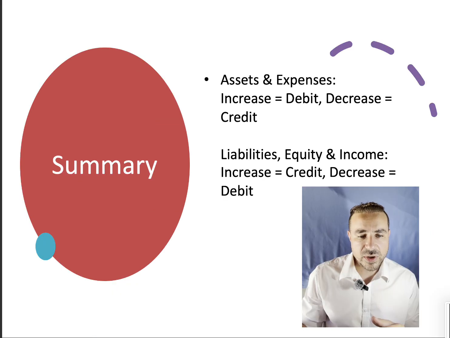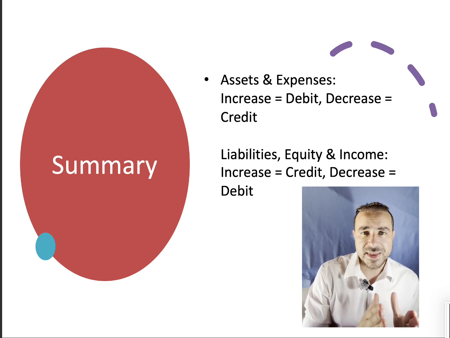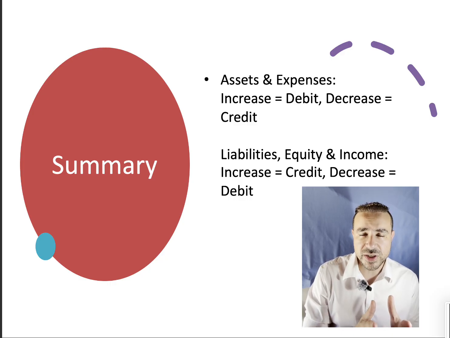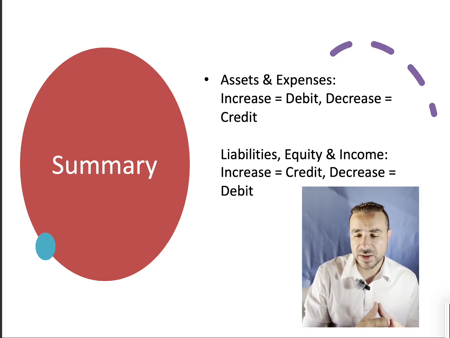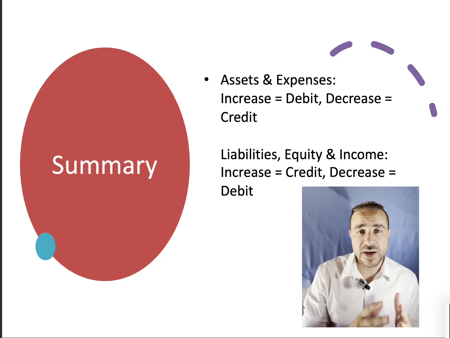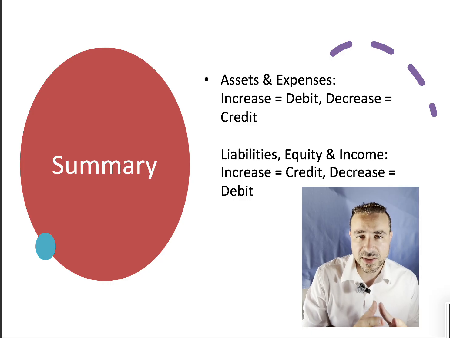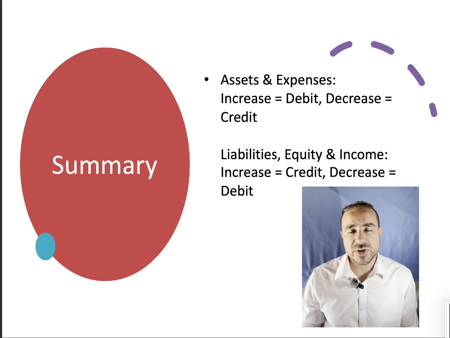Again, to review the table that we made, you need to remember to put the assets and expenses on the debit side. If you want to increase them in the journal entry, you put them on the debit side, and if you want to decrease them, you put them on the credit side. On the other side, the credit, you have liability, equity, and income. If you want to increase any of these accounts, you put it on the credit side in the journal entry, and if you want to decrease it, you put it on the debit side. By remembering this table, you will be able to book any journal entry.